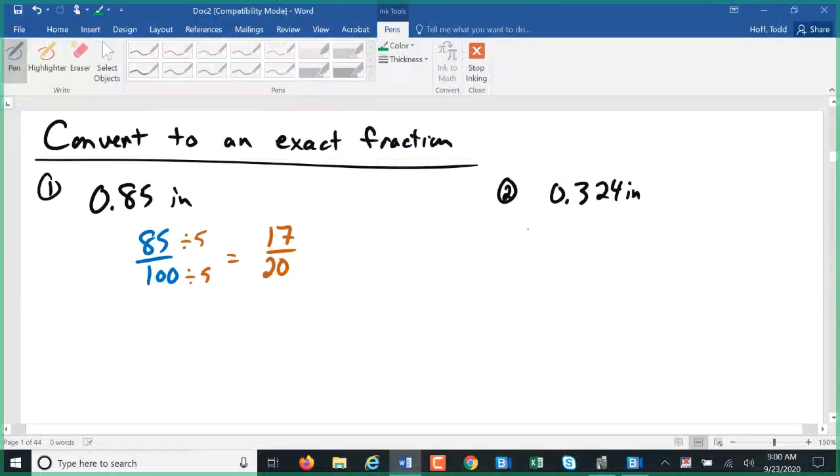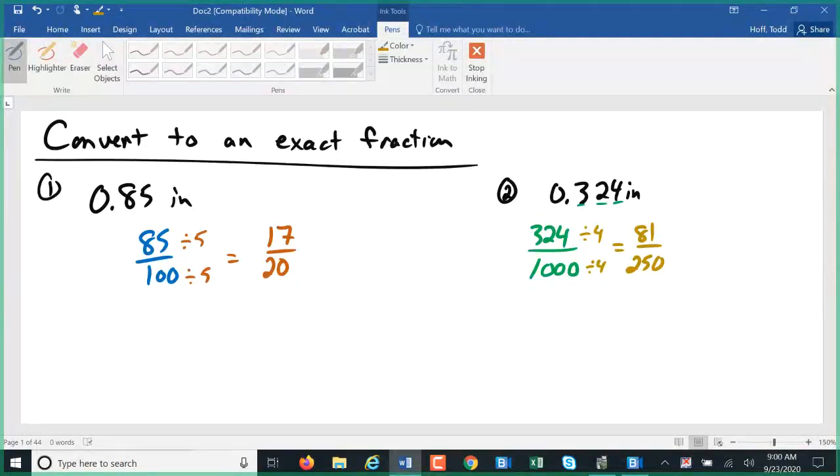For the 0.324, I do 324 over tens, hundreds, thousandths. 324 over 1,000. And I can reduce. Both of those reduced by 4, giving me 81 over 250. I think that's as far as I can go with that one, 81 over 250. So as an exact fraction, 0.324 inches is 81 over 250 inches.